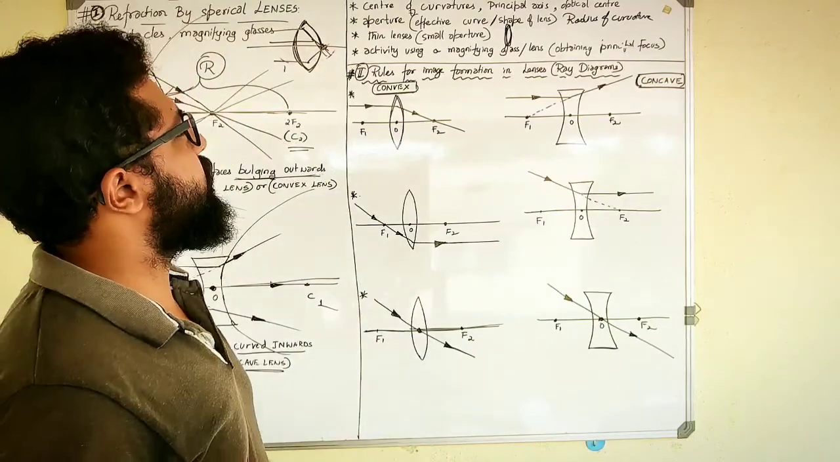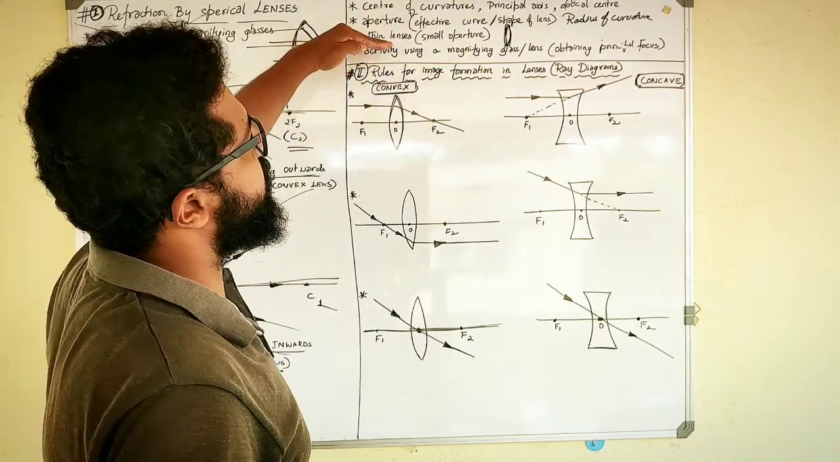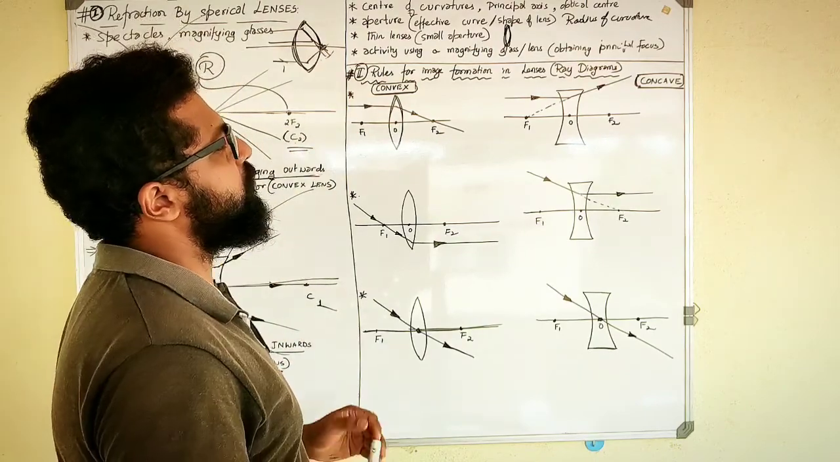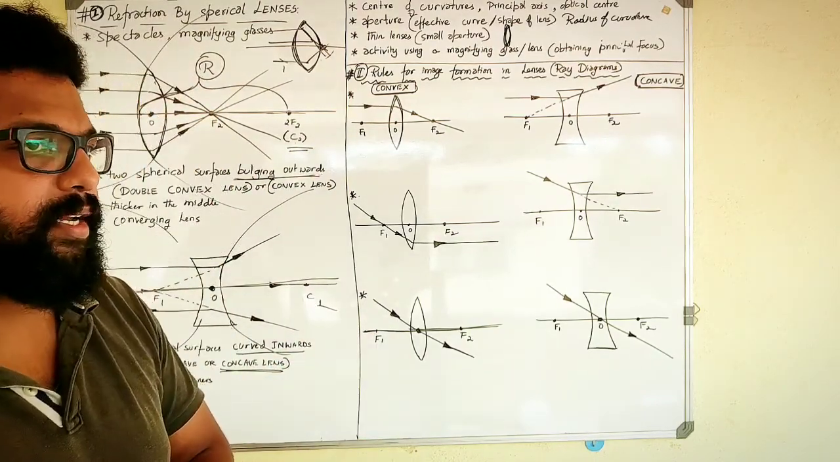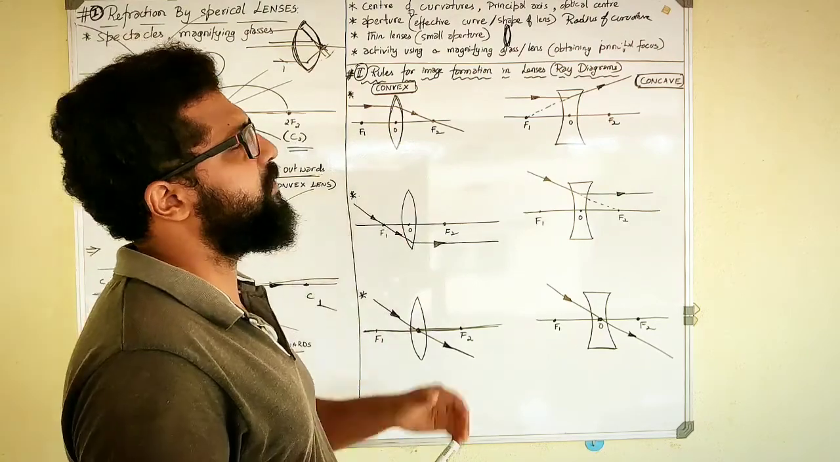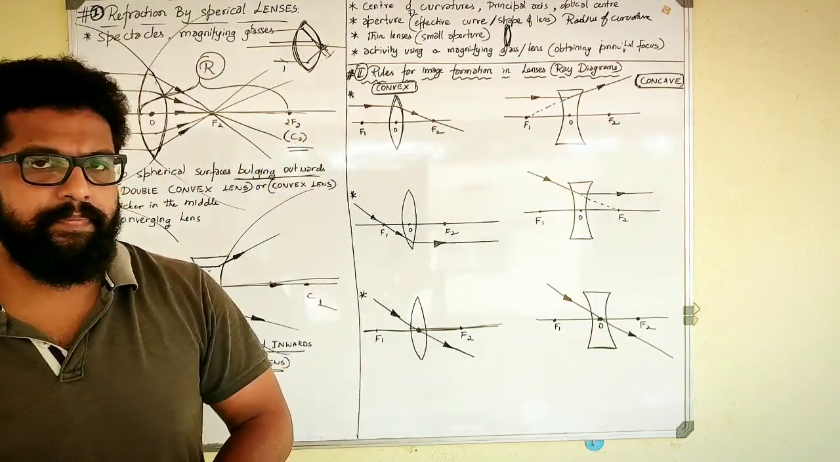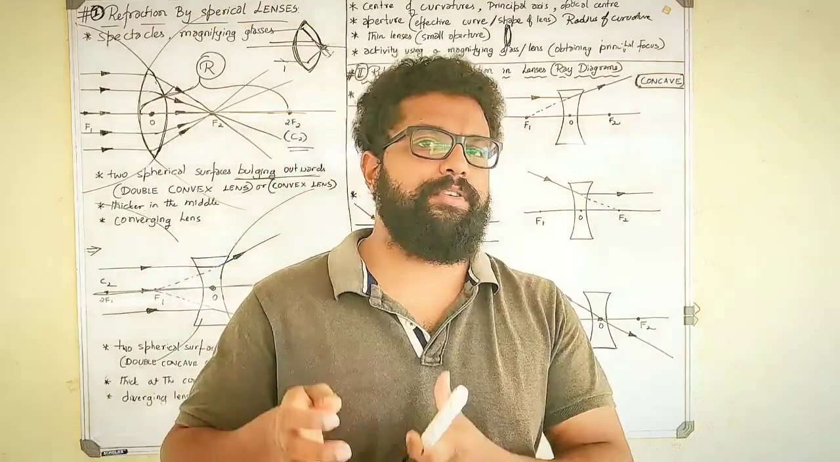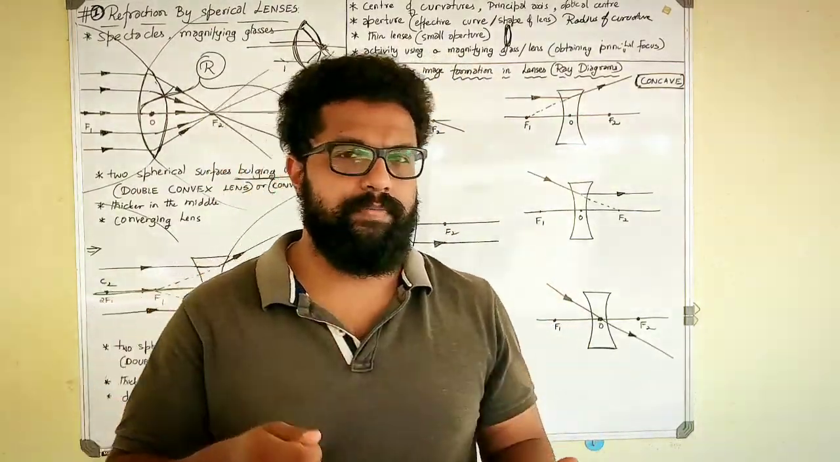So remember that, and these are the basic ideas for you all to understand about lenses. And there is one more thing which you need to understand the next concept, that is doing an activity using a magnifying glass. So take a magnifying glass, take a sheet of paper, and go sit outside your house.